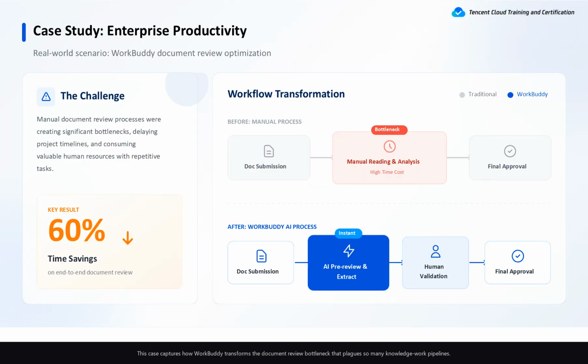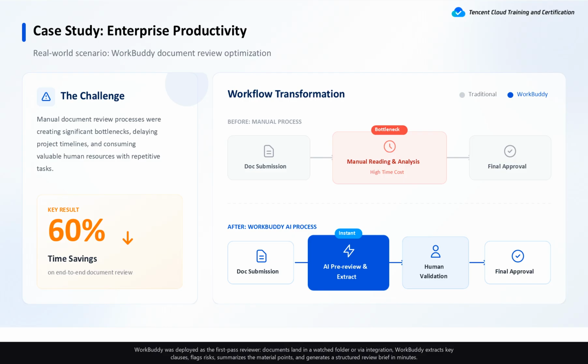This case captures how WorkBuddy transforms the document review bottleneck that plagues so many knowledge work pipelines. The customer, a services firm, was burning analyst hours on manual review of contracts, reports, and regulatory filings, delaying project timelines and consuming senior reviewer capacity on repetitive extraction work. WorkBuddy was deployed as the first-pass reviewer.